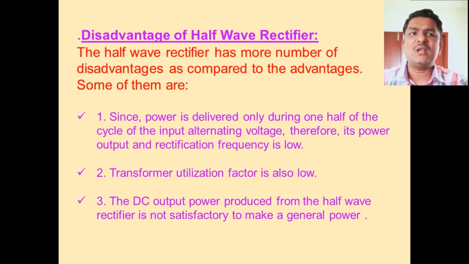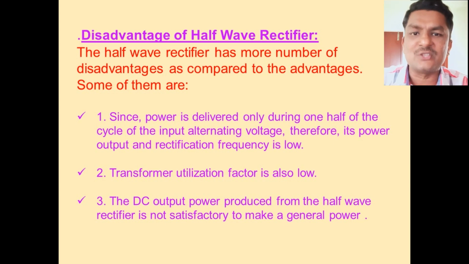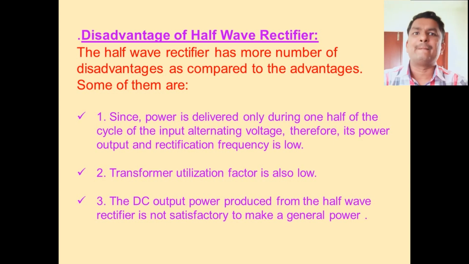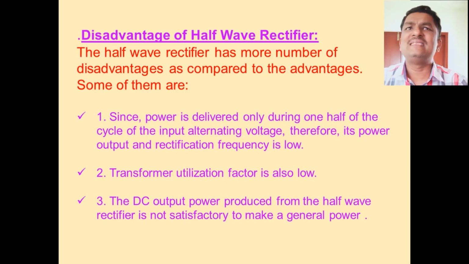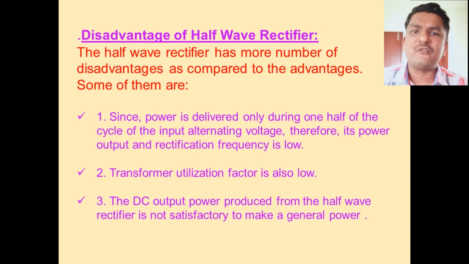And transformer utilization factor is very low. Maybe you have the doubt about what transformer utilization is. Actually, the total concept we discuss in the AC currents chapter separately. For the time being, note down that transformer utilization factor is low in the case of half-wave rectifier. And the DC output power produced from the half-wave is not satisfactory to make a general power supply. These are the disadvantages of half-wave rectifier.